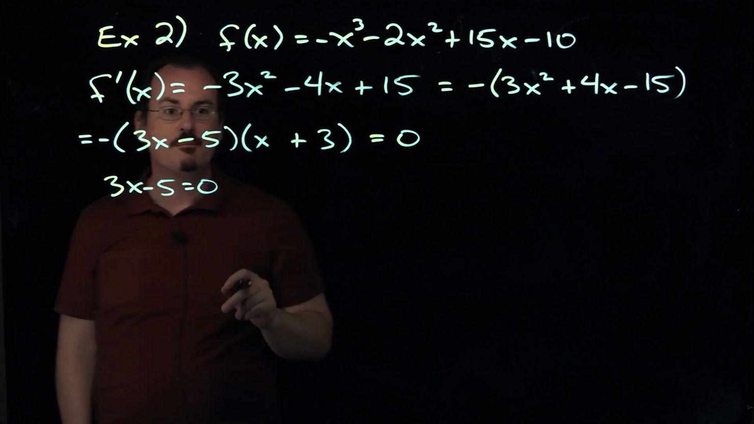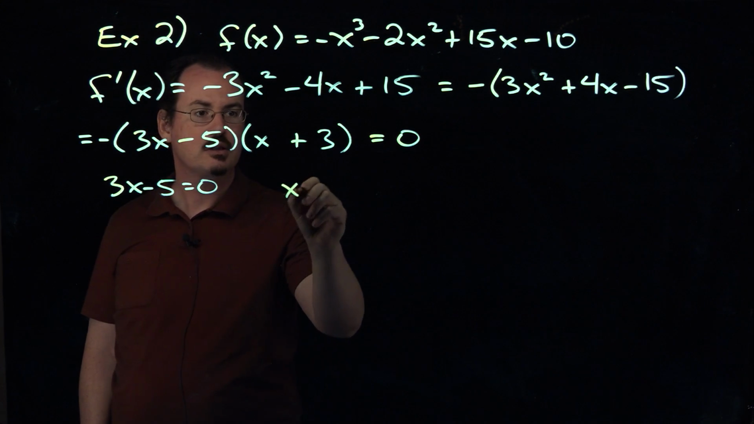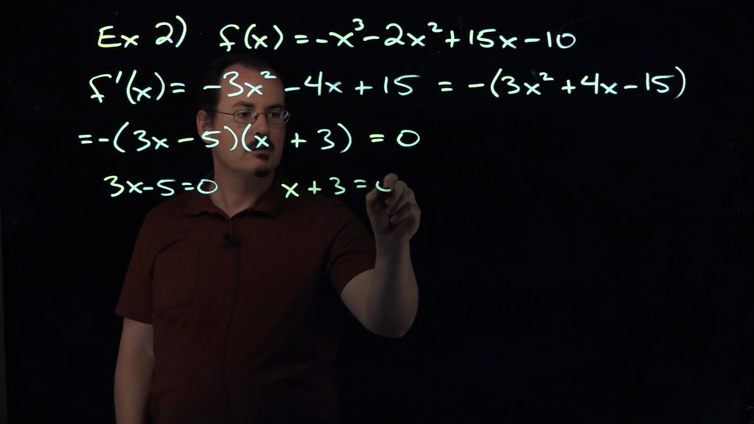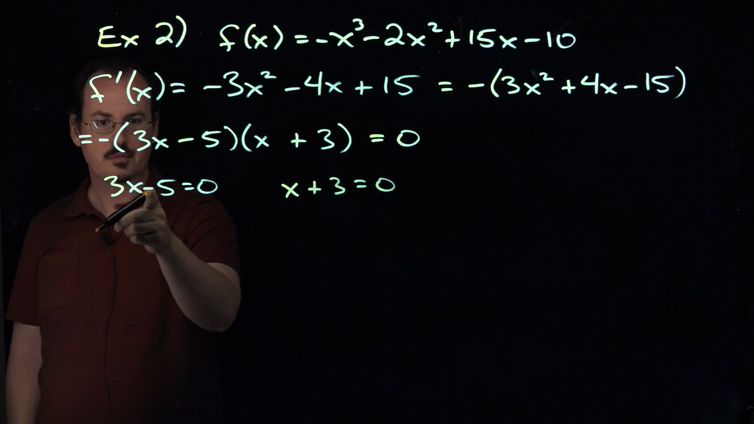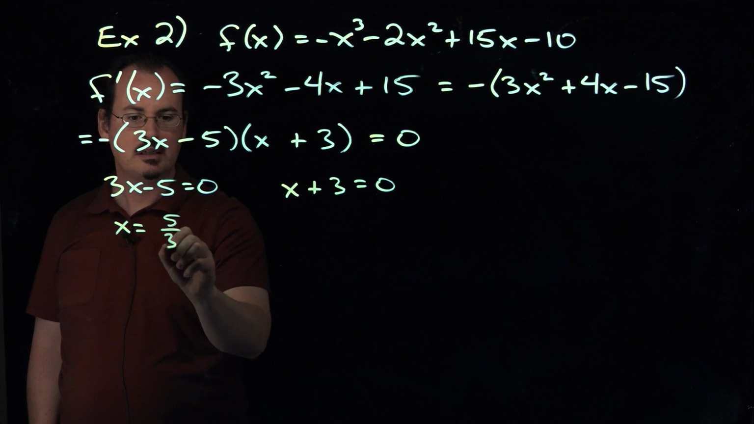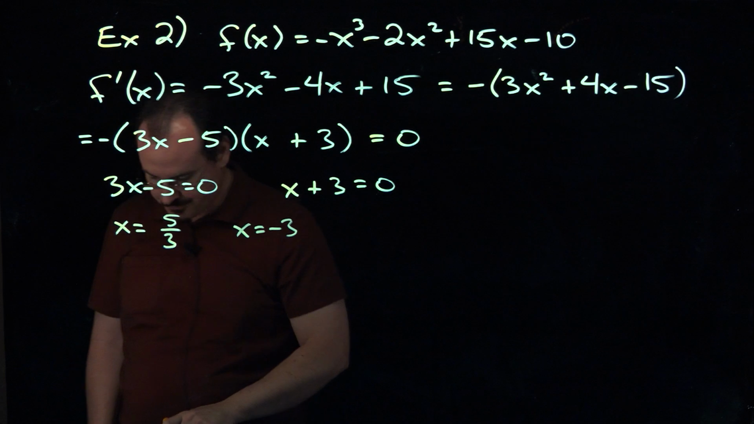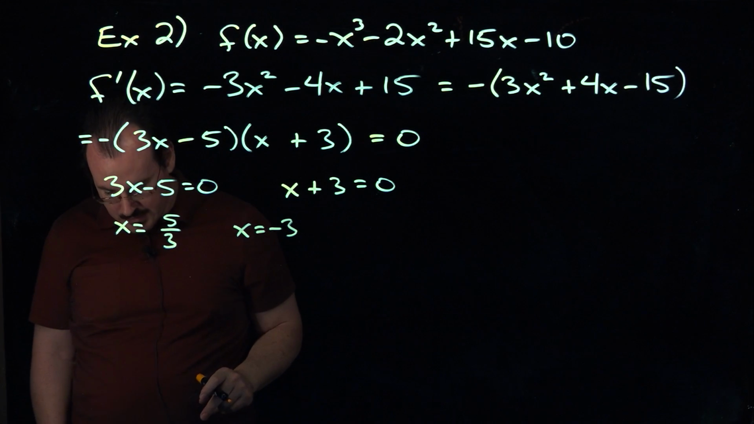But this is what we get, and then we want to set each of these factors separately equal to 0. So this is going to give us, if I solve this one, I'm going to get x is equal to 5/3. And if I solve that one, I'm going to get x is equal to -3. Okay, so the question asks us to find all the extreme values.